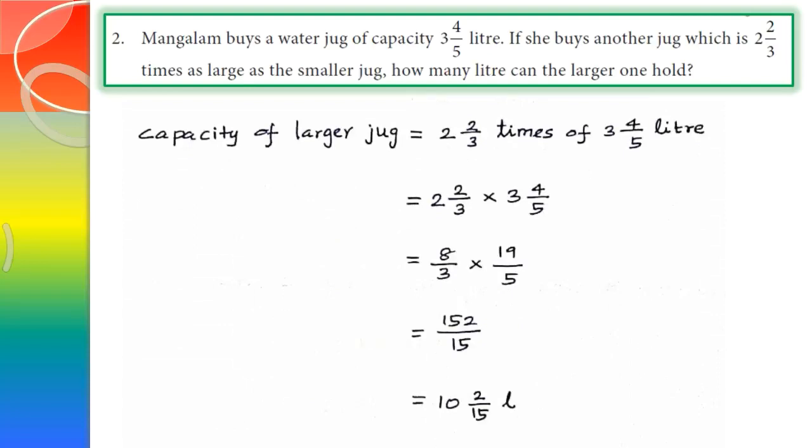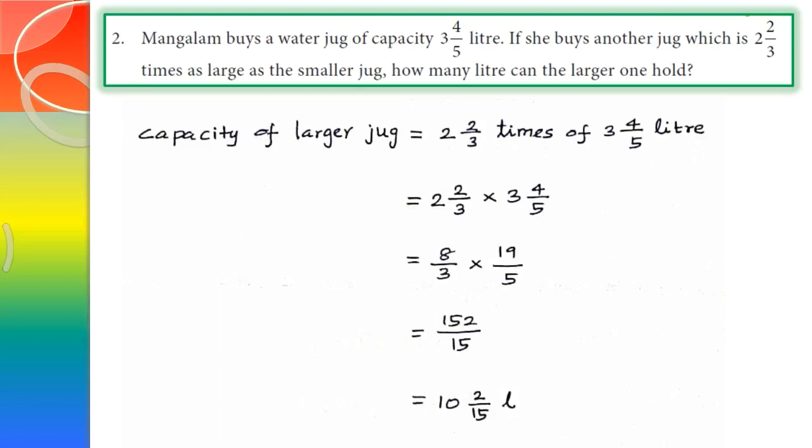In this question, convert the mixed fraction into improper. So 2 by 3 into 19 by 5. Next step, 2 into 19, answer is 38. Multiply 3 into 5, 15. So 38 by 15. That is converted into a mixed fraction. Answer is 2 8 by 15 liter.